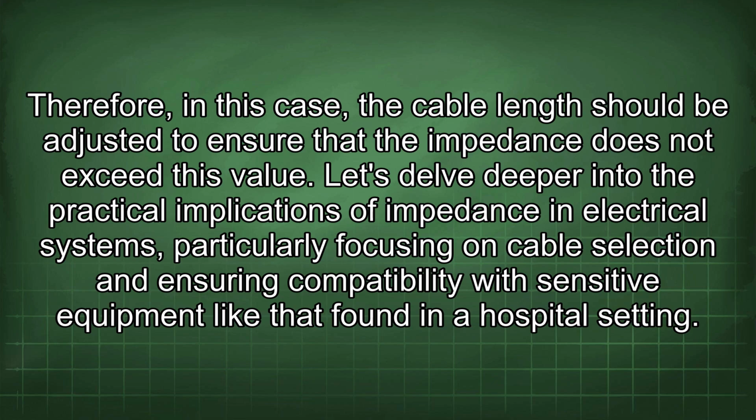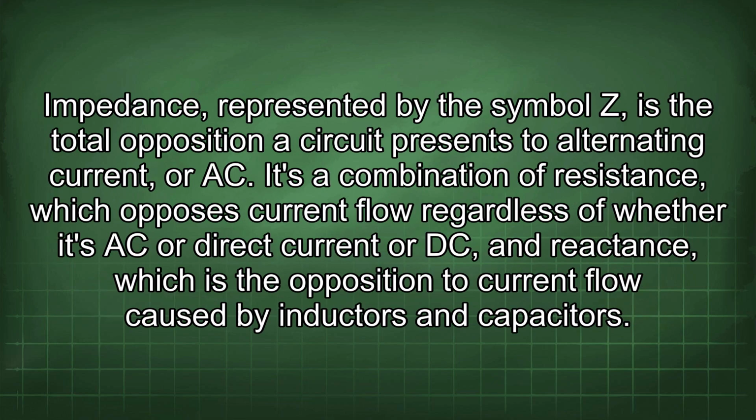Let's delve deeper into the practical implications of impedance in electrical systems, particularly focusing on cable selection and ensuring compatibility with sensitive equipment like that found in a hospital setting. Impedance, represented by the symbol Z, is the total opposition a circuit presents to alternating current, or AC. It's a combination of resistance, which opposes current flow regardless of whether it's AC or direct current, DC, and reactance, which is the opposition to current flow caused by inductors and capacitors.